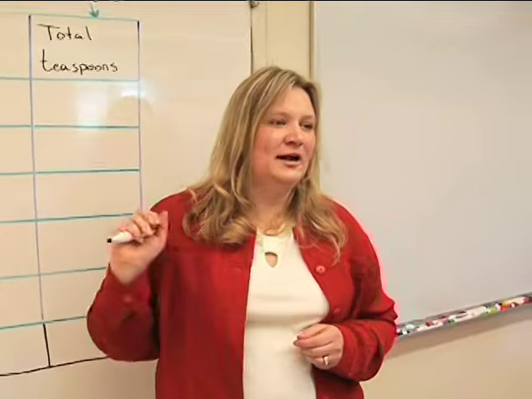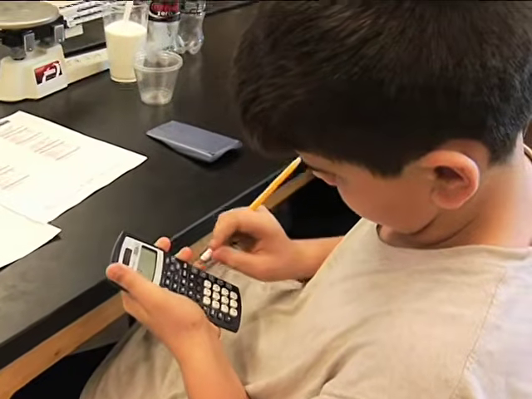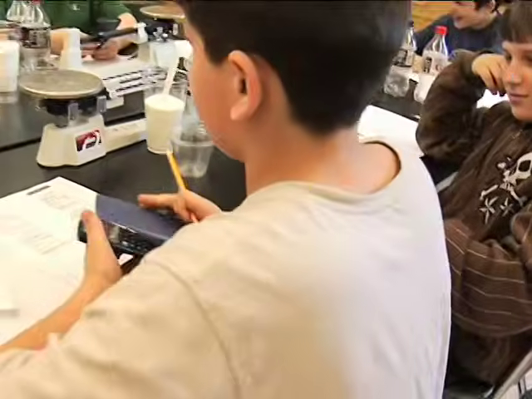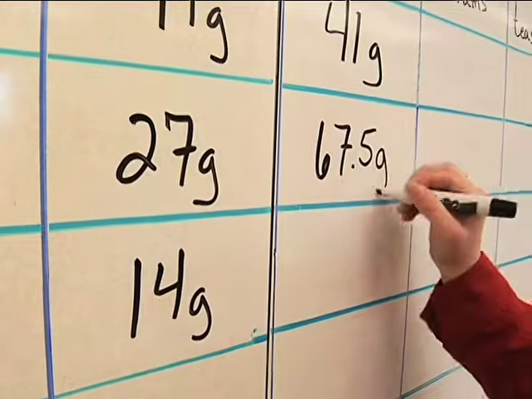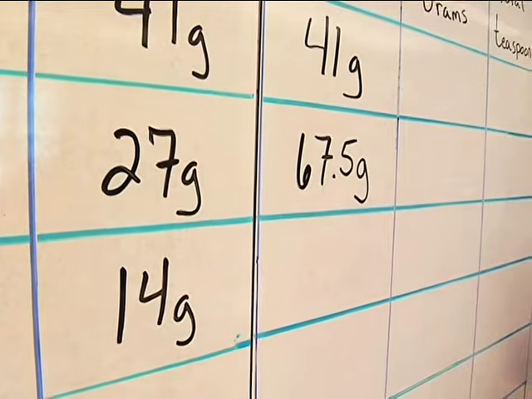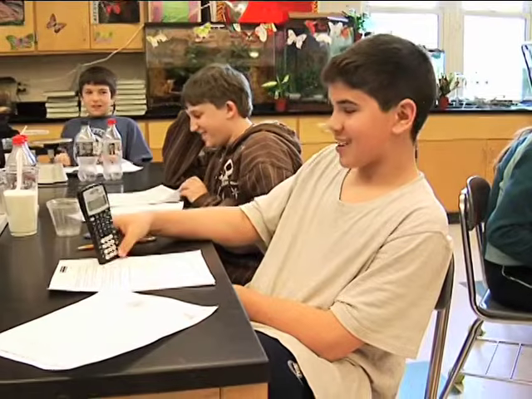Maddie, you have it figured out? What is it, hon? 67.5. So in a 20-ounce bottle of soda, there's 67.5 grams of sugar. That's a lot of sugar. Okay. So does everybody understand?